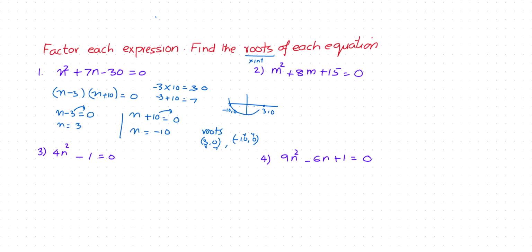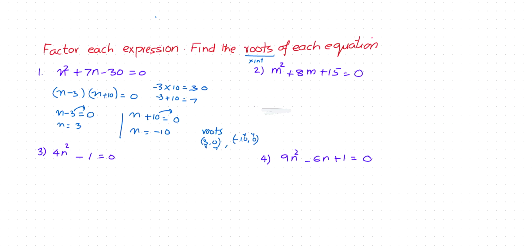Clear? But you don't have to sketch. It's not asked here. We have to factor. For your understanding, I am showing this diagram. So roots means you have to find n equals 3 and n equals negative 10. And you know the y value is 0. On the x-axis, the y value is always 0. Okay, next question we will do.